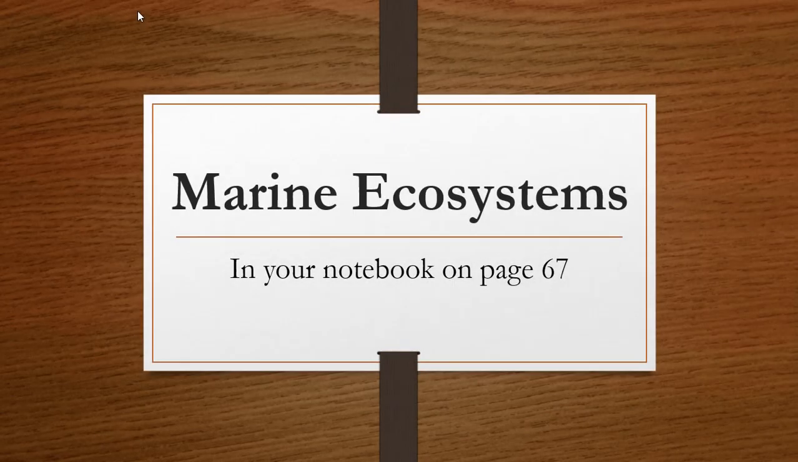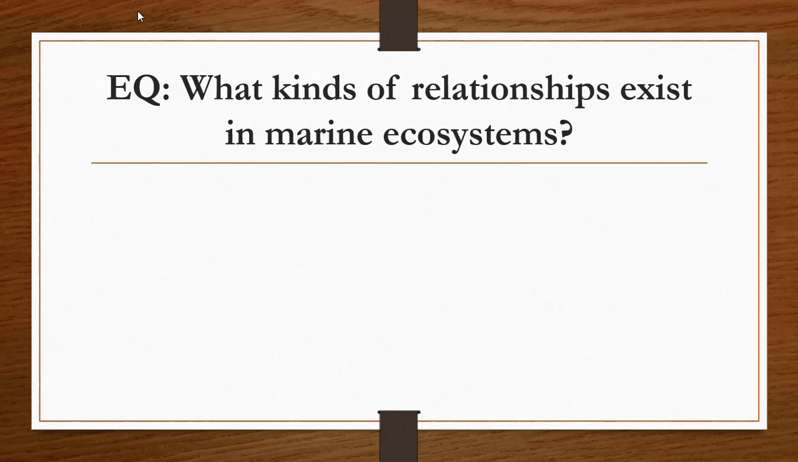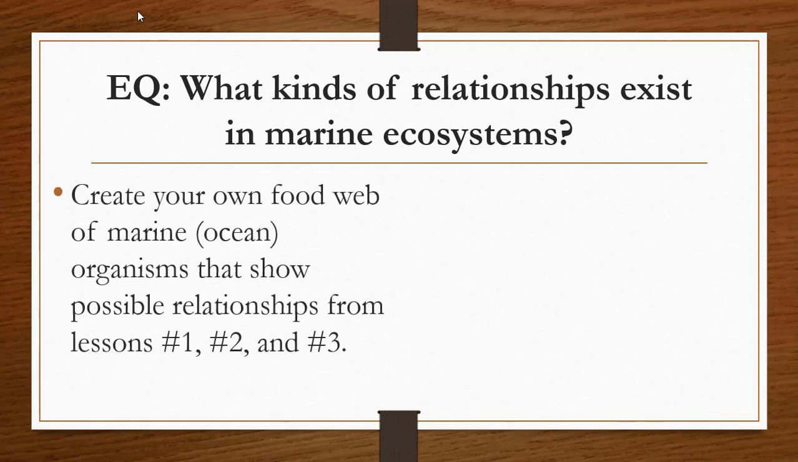If you're doing this in your notebook, you would put the title Marine Ecosystems on page 67. Your essential question on the top on the left and above the blue line: what kinds of relationships exist in marine ecosystems? So basically, your project is going to be this. You are going to create your own food web of marine, which is ocean, organisms that show possible relationships from the lessons we've already talked about in lessons 1, 2, and 3.